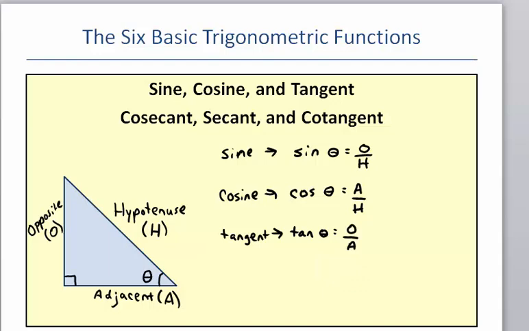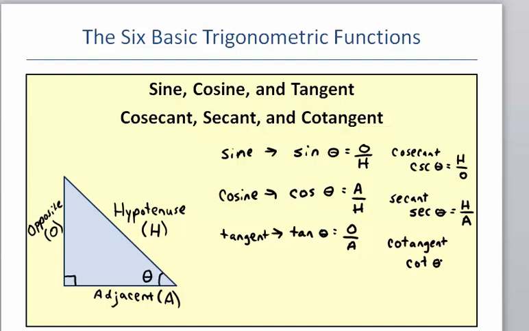Now, as far as the other three functions go, the cosecant, the secant, and the cotangent, they are simply reciprocals of these first three. So we will abbreviate cosecant as CSC, and it will be the reciprocal of the sine, so it will be H divided by O. For secant, we will abbreviate that function SEC, theta, and it's going to be the reciprocal of the cosine, so H divided by A. And for cotangent, we'll abbreviate COT, and it's the reciprocal of the tangent, so A over O.